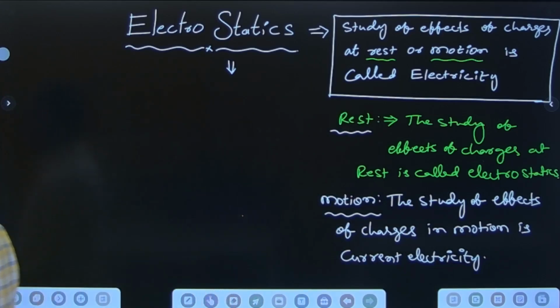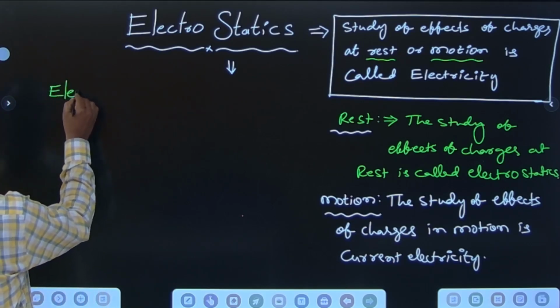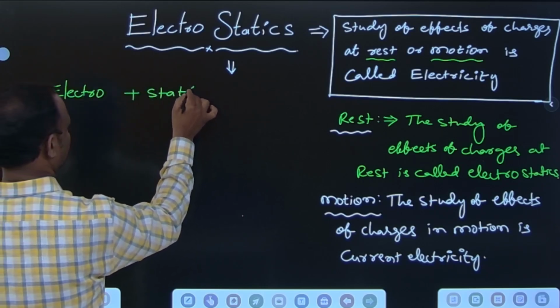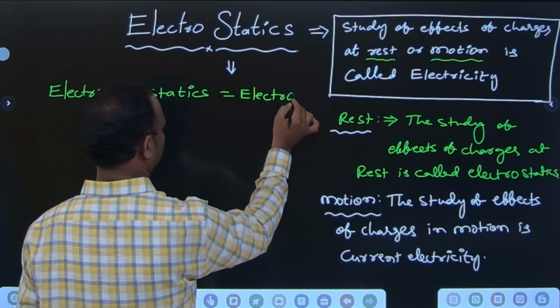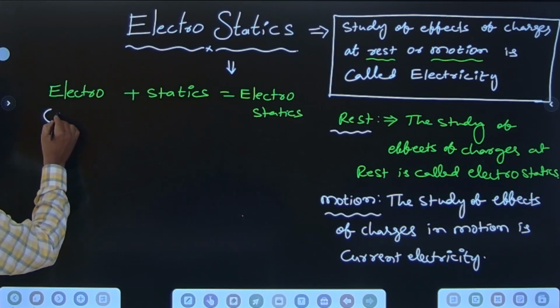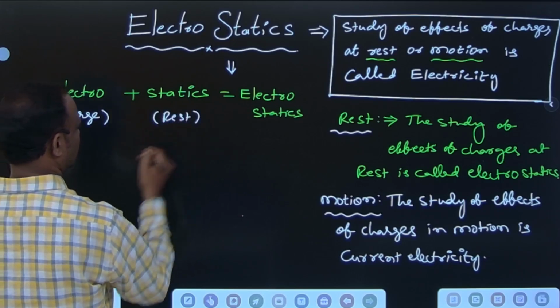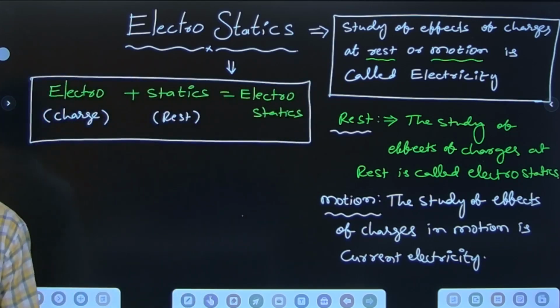What is electrostatics? Electro means charge, statics means rest. Electro plus statics is equal to electrostatics. Electro means charge, statics means rest. This is electrostatics: the study of effects of charges at rest.